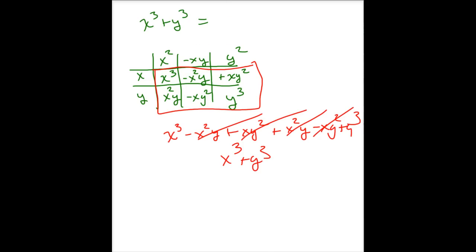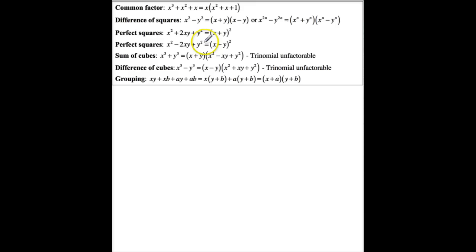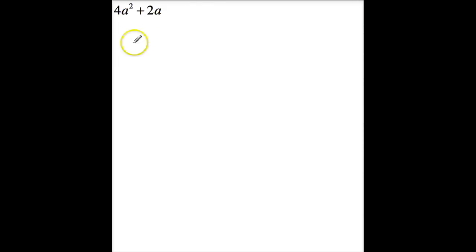But what does that tell me my answer is? This x cubed plus y cubed becomes x plus y times x squared minus xy plus y squared. And, I'm going to pop back, the trinomial that we have found is unfactorable. And it turns out you can use this area model throughout most of these problems.